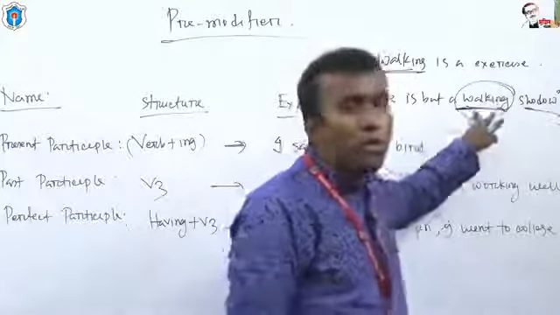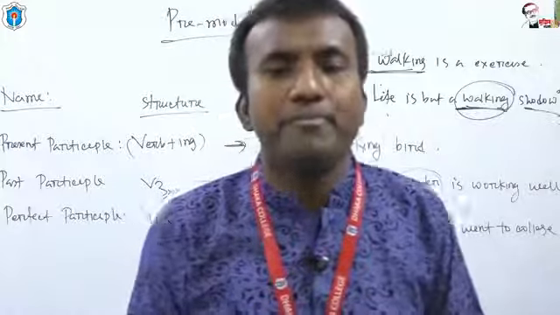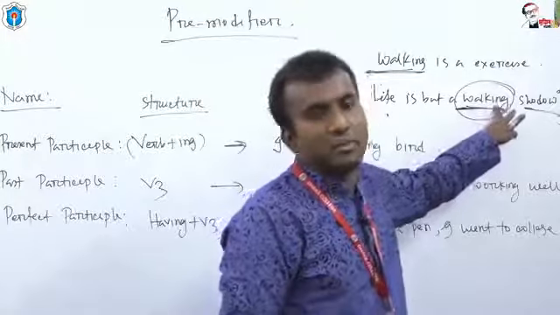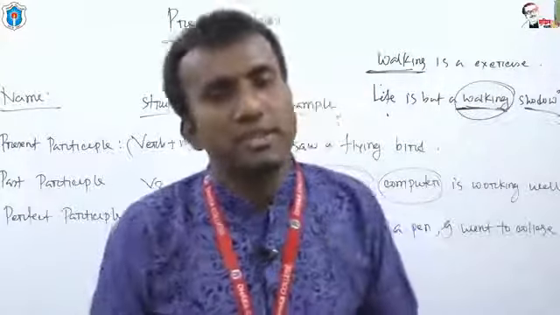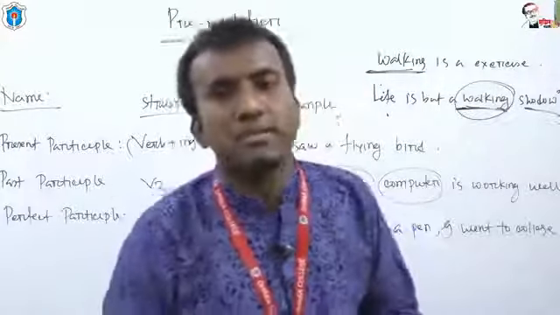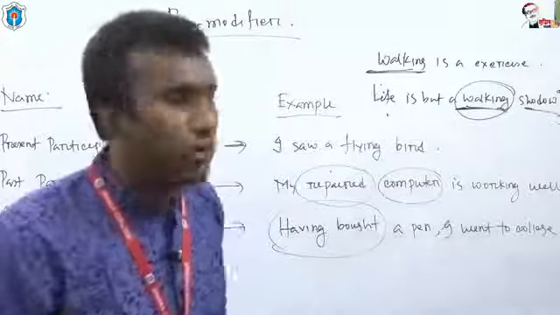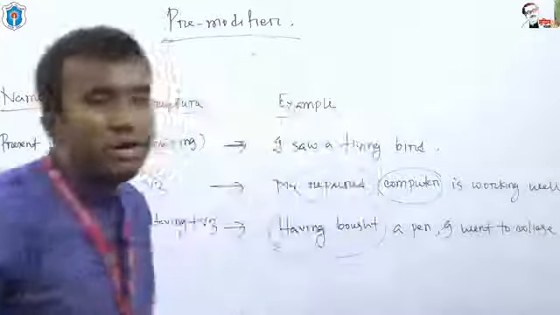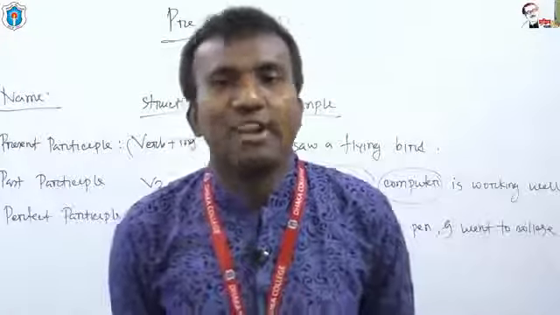And how have we constructed this adjective? We have constructed this adjective by putting ing with the verb. This is called present participle, and this is gerund. Gerund works as noun. On the other hand, present participle works as adjective. I think you have got the basic difference between present participle and gerund. So under non-finite verb, I have completed gerund and participle.